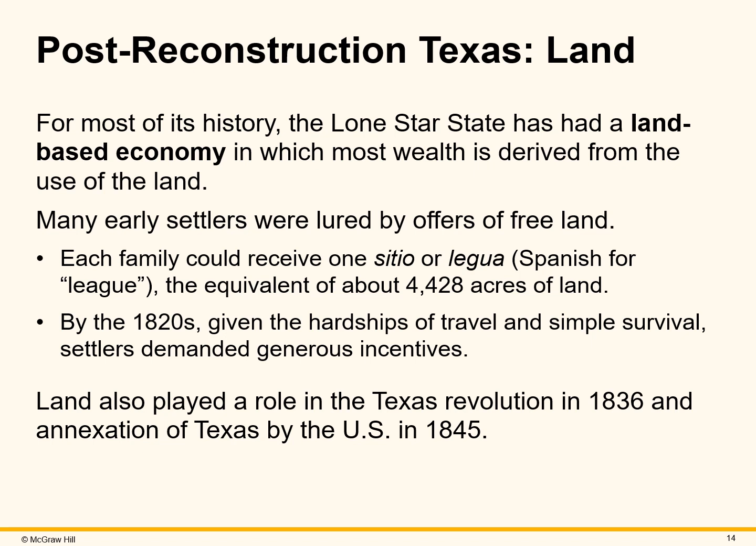By the 1820s, given the hardships of travel and simple survival, settlers' demands were met with generous incentives. Land also played a role in the Texas Revolution in 1836 and the annexation of Texas by the U.S. in 1845.